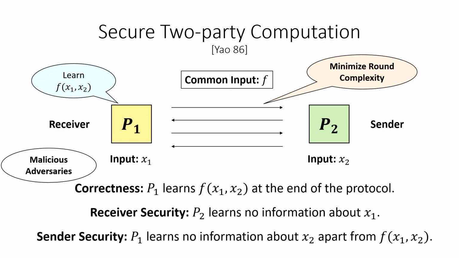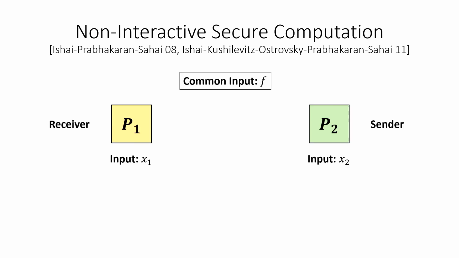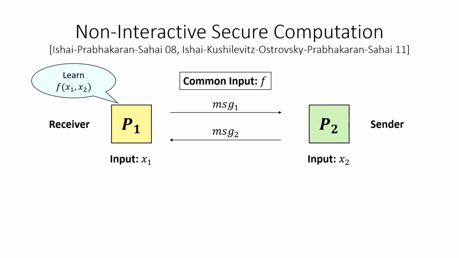And a central goal in the work of secure two-party computation is to get efficient secure two-party computation, so we would like to minimize the round complexity. And towards this goal, two works of Ishai et al. introduced this notion of non-interactive secure computation. Again, this is the two-party setting, and in non-interactive secure computation, we have P1 generating a first-round message, message 1, P2 sending a second-round message, message 2, and P1 learns f of x1, x2. And this is, in fact, round optimal. You can't get security guarantees from just one round.